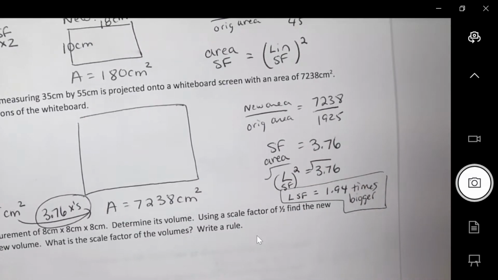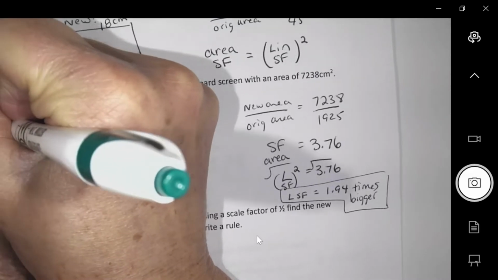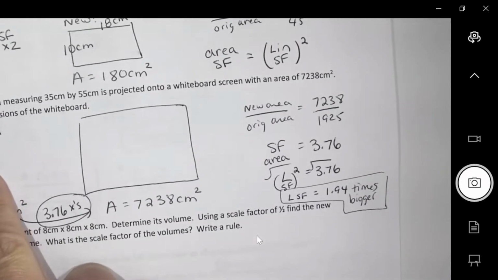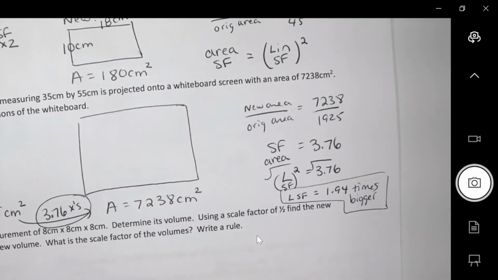Okay, so the sides are increasing by 1.94 times bigger. Okay, so that's what I'm going to do. So give me the new dimensions. So I need 1.94 times bigger.